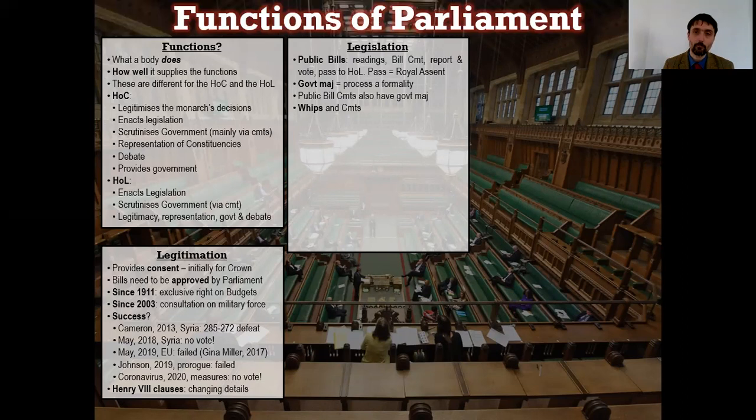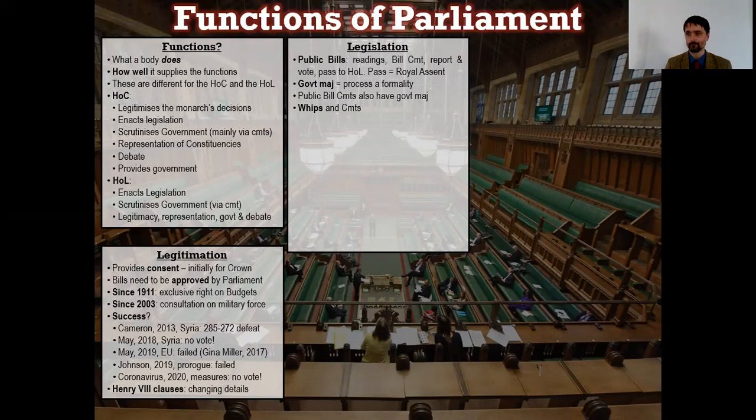Public bill committees also have a government majority. You'll notice I've shortened committee to CMTs, and you'll see why when I spell out committee. You can do that in an exam, by the way. There's nothing to stop you. CMT is a committee, and you don't have to capitalize it. It's fine. Just capitalize the first letter.